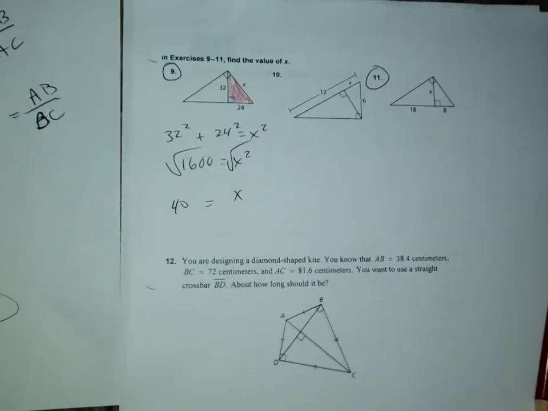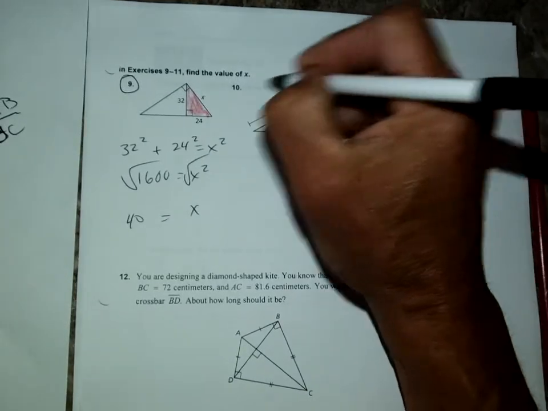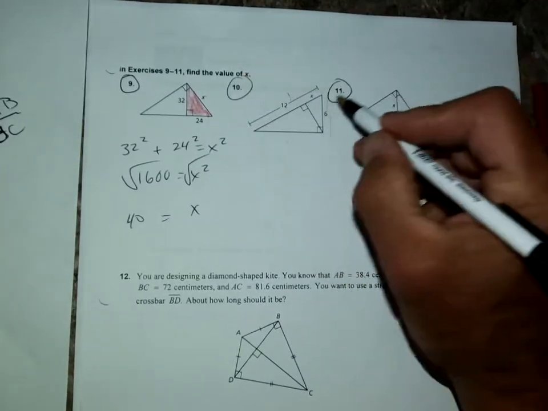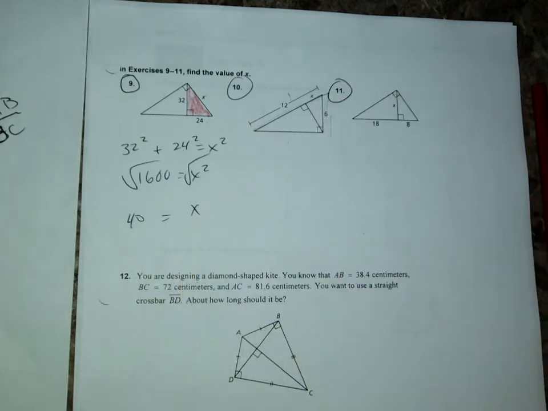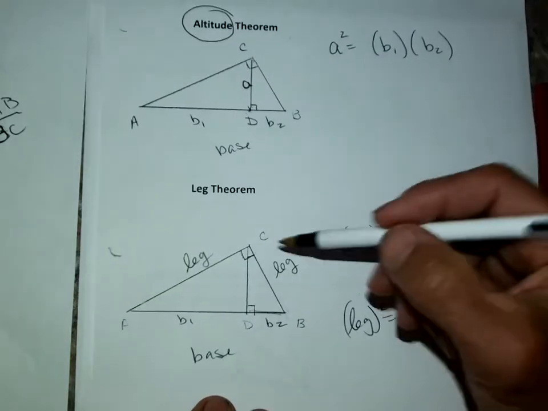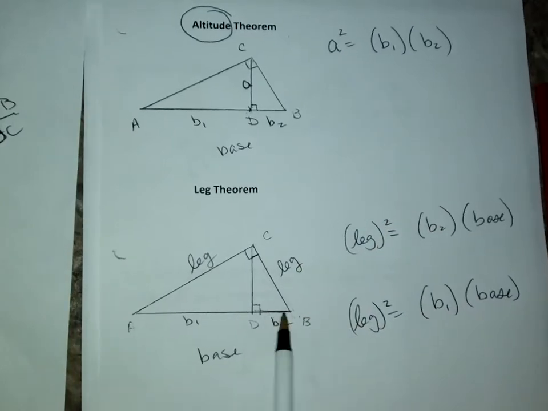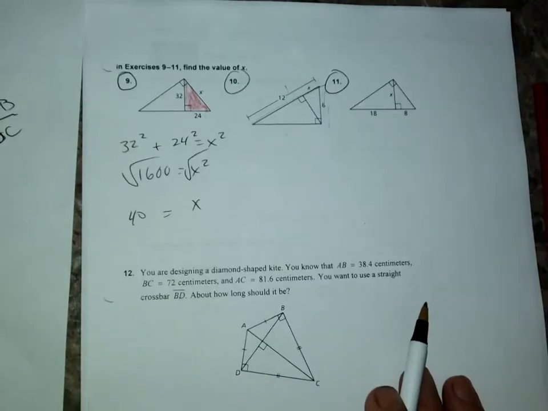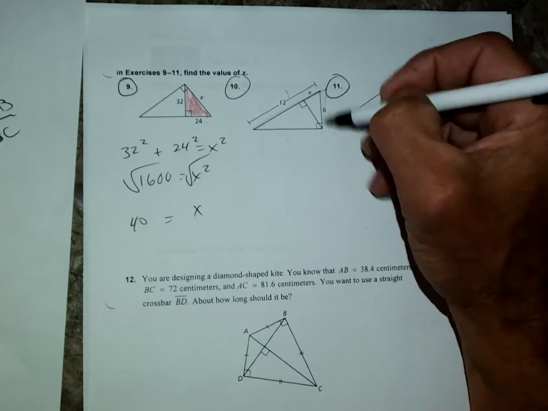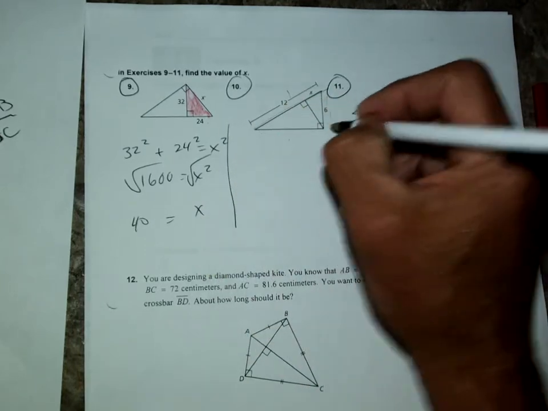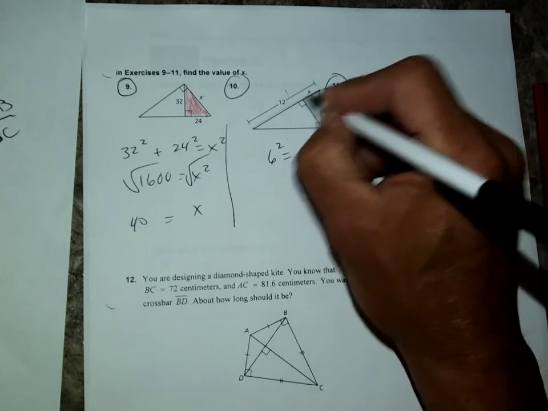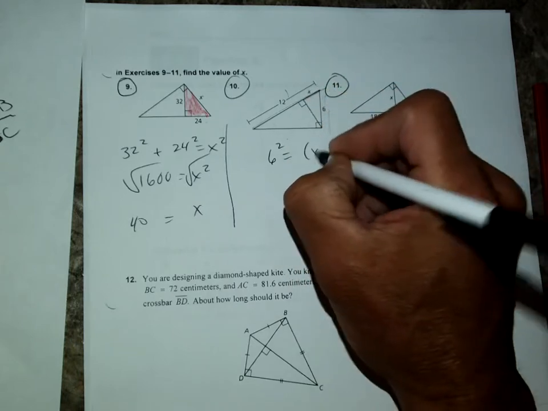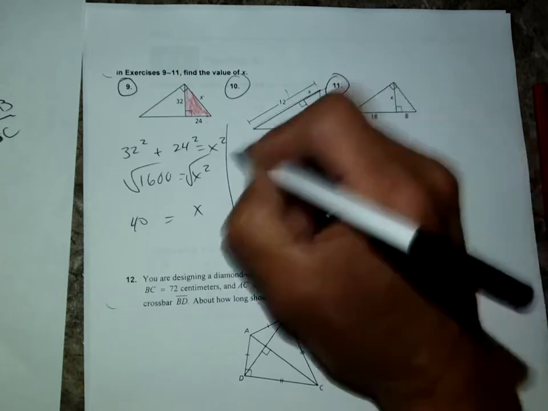Okay. All right, now let's do 10. 10's different because you've got the leg, you've got the pieces attached, you've got the entire thing. So I'm going to use this theorem. I've got the leg, I've got the pieces attached, I've got the entire base, so let's set that up. I'm going to say 6 is the leg. 6 squared is equal to this piece of the base that's attached times the entire leg, which is 12.